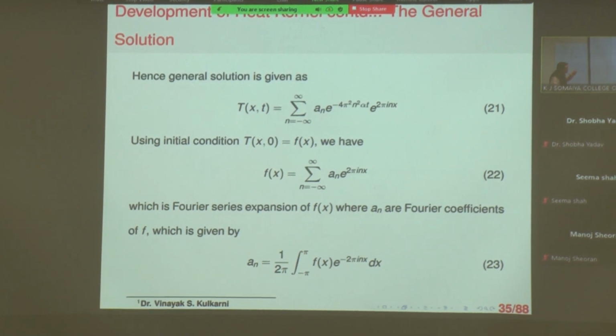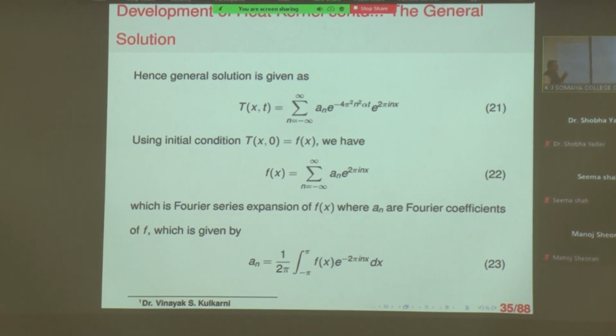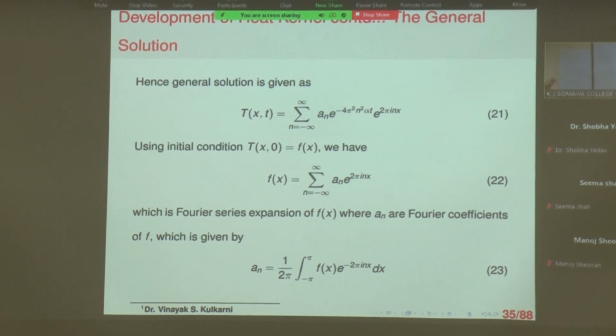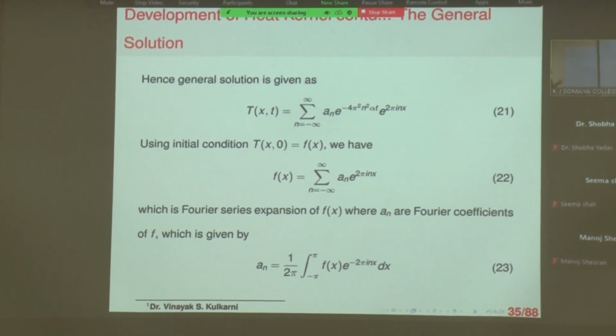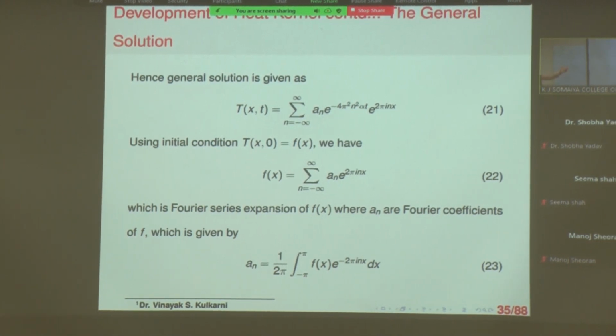Directly you can take the advantage of the Fourier coefficient formula, or if you are not satisfied, or you are not aware of the Fourier series or its complex form, then you can proceed like yesterday what we did: multiply both sides by e to the power minus 2 pi i n x and integrate, then also you will get this particular value of a_n. So equation 21 represents the temperature at any point x at any time instant t, where the unknown coefficient a_n is given by equation 23.